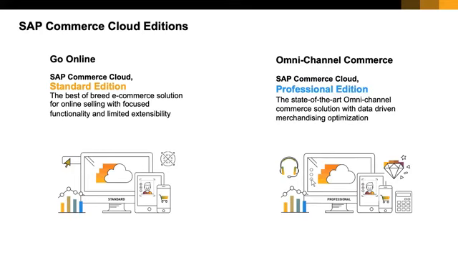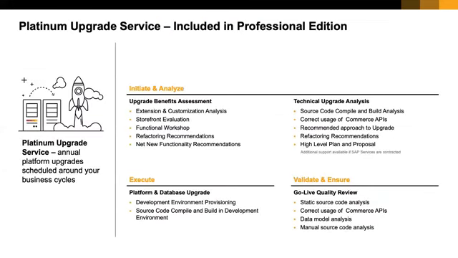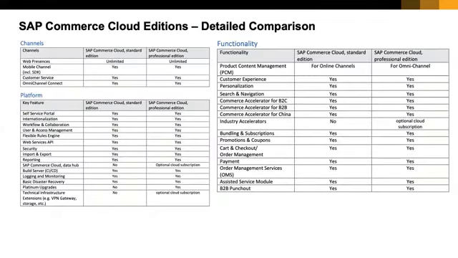If you go here, the difference between the Professional Edition and the Standard Edition is that the Professional Edition has everything that Standard Edition has, plus the omni-channel capabilities. It has the Platinum upgrade service. If you require SAP Commerce Data Hub, you have to choose Professional Edition in CCV2. Also, if you're using any industry accelerators, you have to go for Professional Edition in CCV2. These are the differences between these two editions.